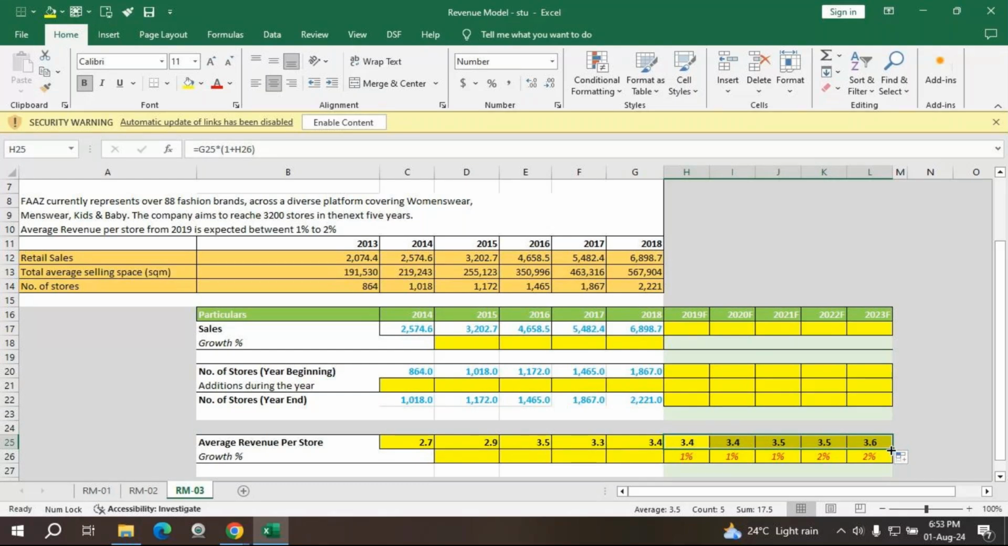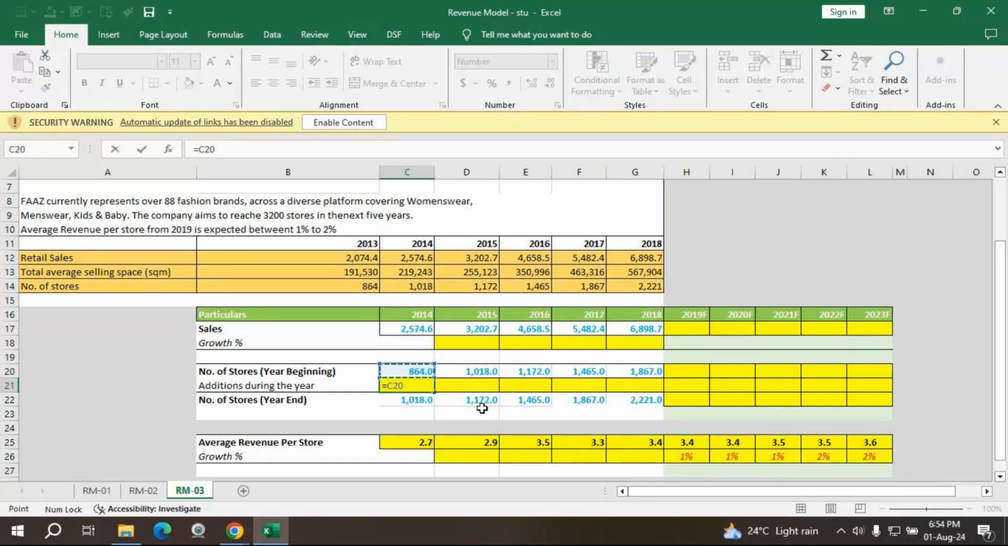Now coming here. Additions during the year: in the year beginning, how many stores we had, and by the end of the year, how many stores we had. So here I'll type equals C20 minus, that is the number of stores in the year beginning, minus the number of stores in the year end.